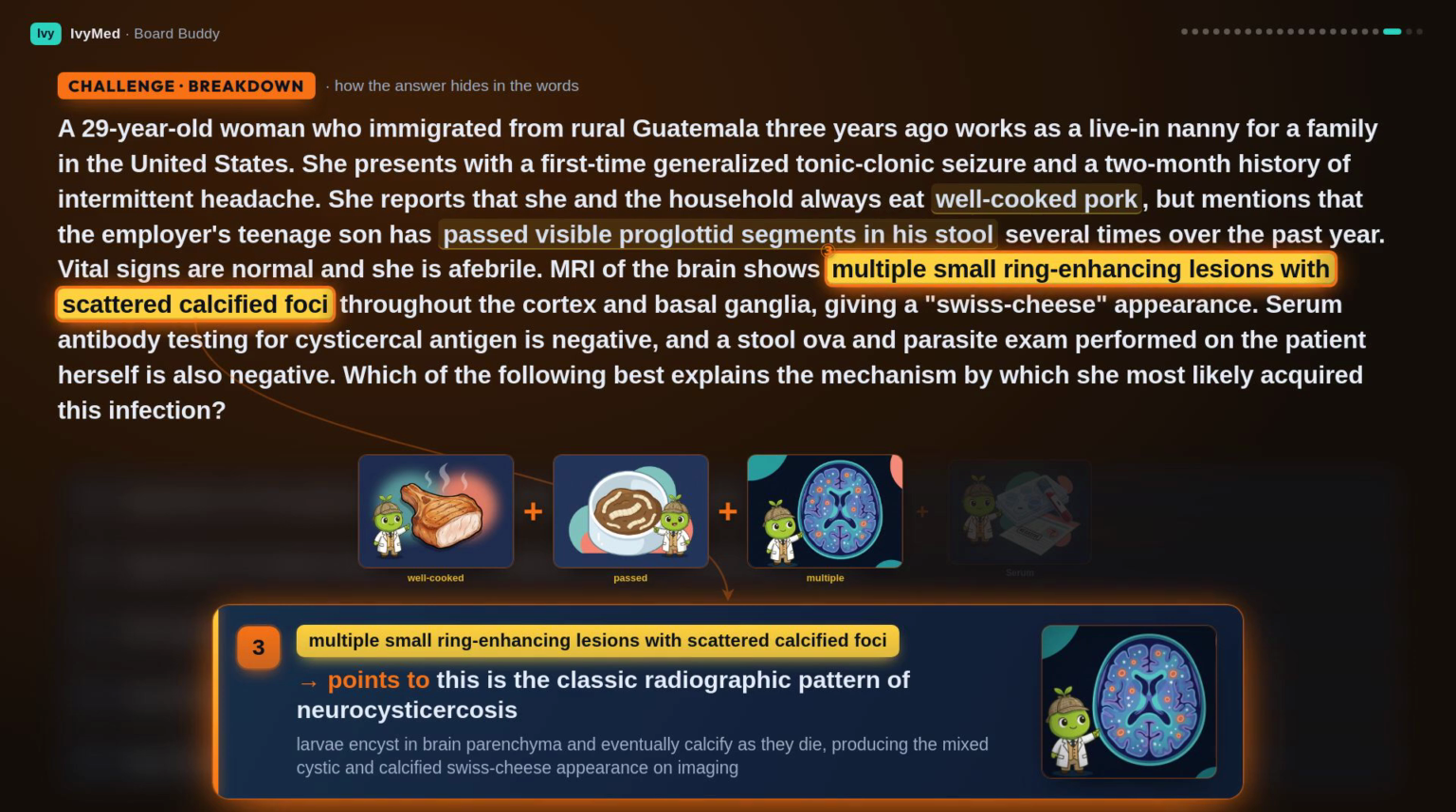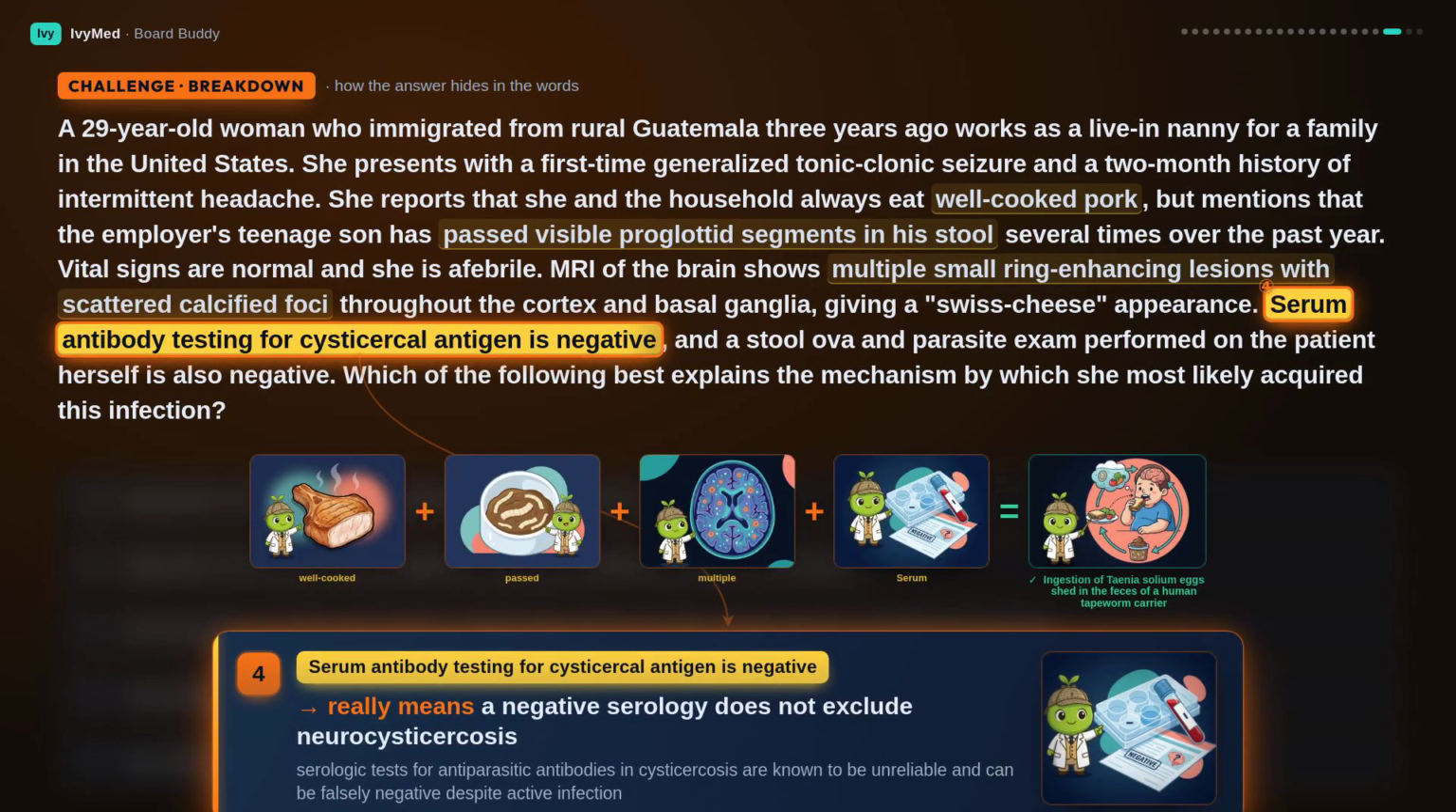Multiple small ring-enhancing lesions with scattered calcified foci. This means this is the classic radiographic pattern of neurocysticercosis, because larvae encyst in brain parenchyma and eventually calcify as they die, producing the mixed cystic and calcified Swiss cheese appearance on imaging. Serum antibody testing for cysticercal antigen is negative. Here, this means a negative serology does not exclude neurocysticercosis, because serologic tests for antiparasitic antibodies in cysticercosis are known to be unreliable and can be falsely negative despite active infection.